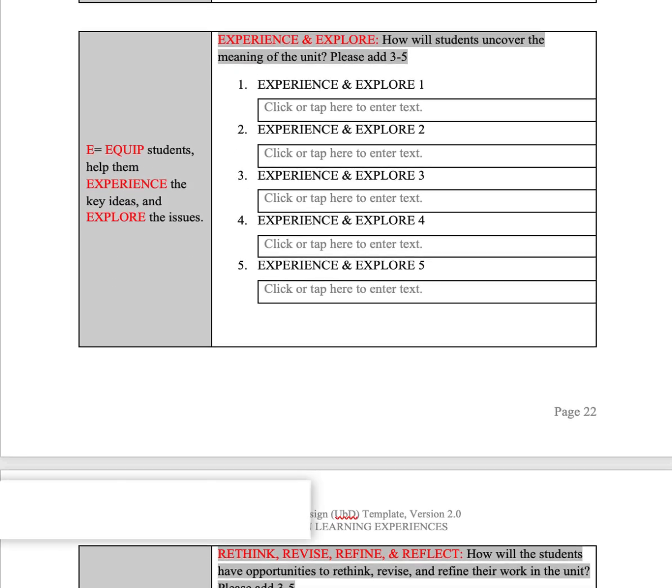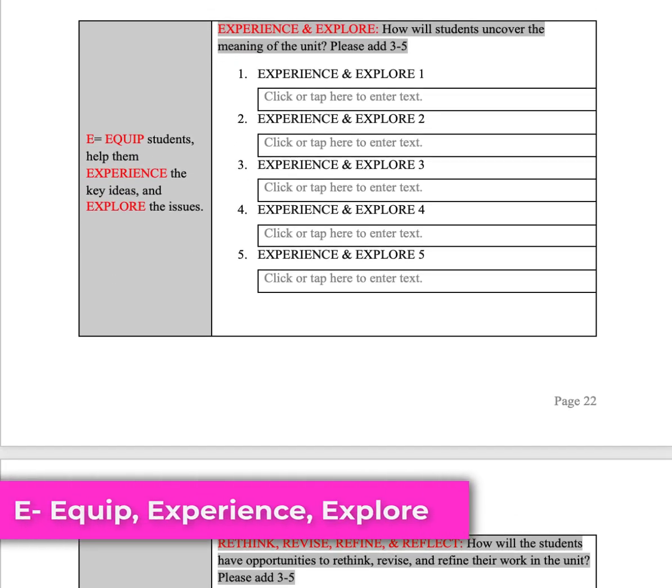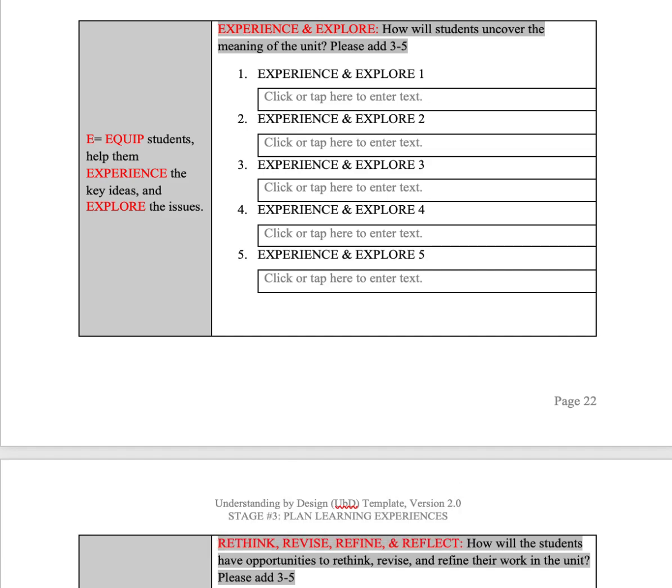Next, we'll move on to the first E of the WHERETO acronym, where we equip students with the necessary skills and experiences that they need in order to meet the performance goals. In this part of the template, you'll think back to your Stage 2 goals and performance assessments and think about what teaching and learning experiences the students will need in order to have a successful performance of those goals.